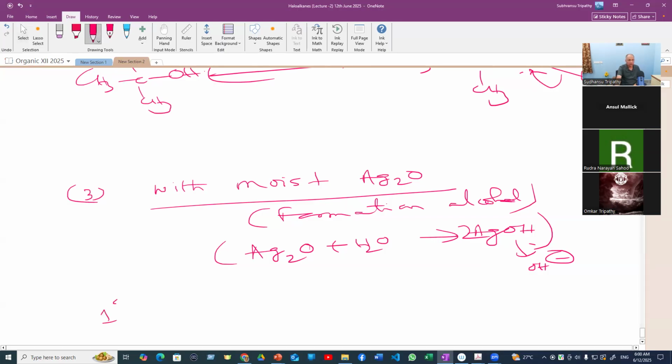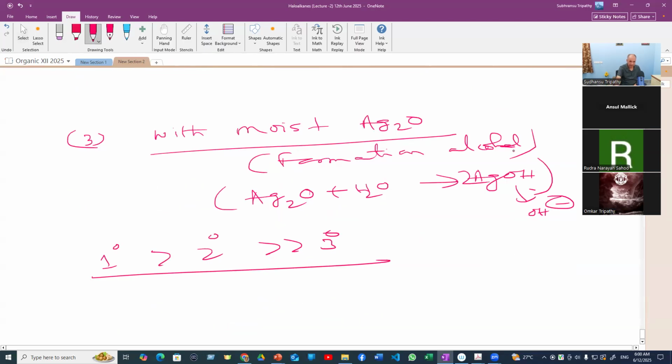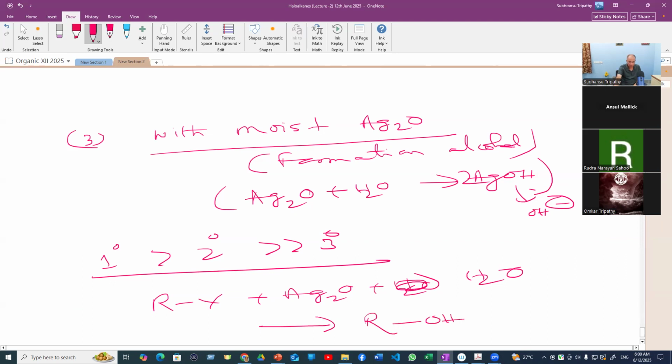So here 1 degree is greater than 2 degree, 3 degree, just like aqueous KOH or NaOH, say type of. But here you'll get a slower reaction but better yield because silver halide will be precipitate. I am showing you the reaction for silver oxide plus water, moist silver oxide. I am writing not AgOH but moist silver oxide will give you ROH plus 2 AgX precipitate.